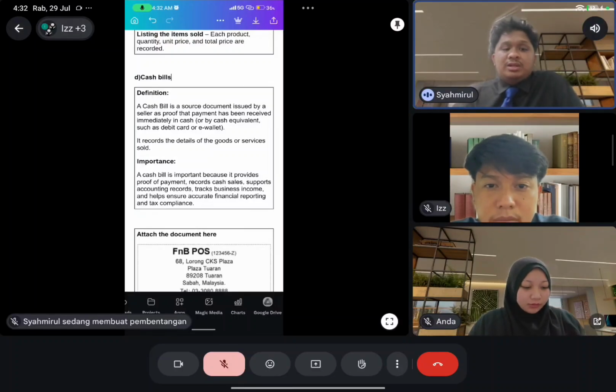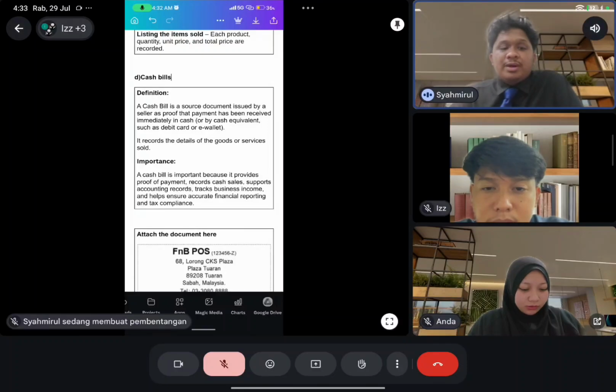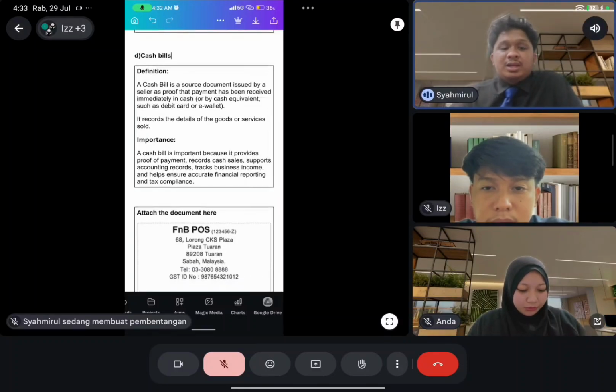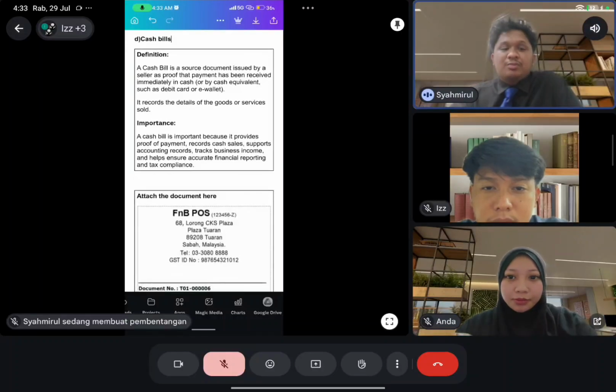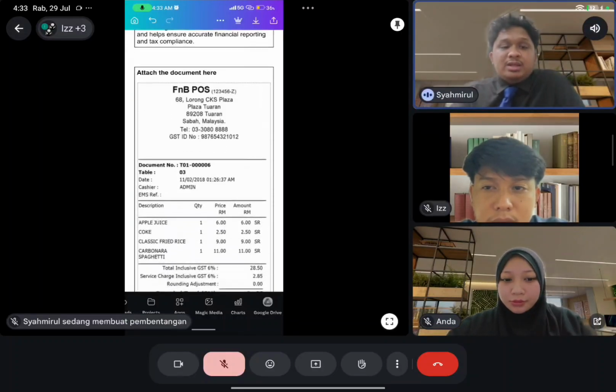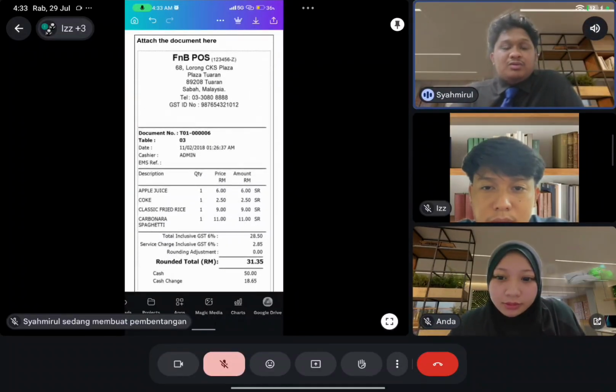The cash bill is important because it provides proof of payment, records cash sales, supports accounting records, tracks business income, and helps ensure accurate financial reporting and tax compliance. This is the example of a cash bill.